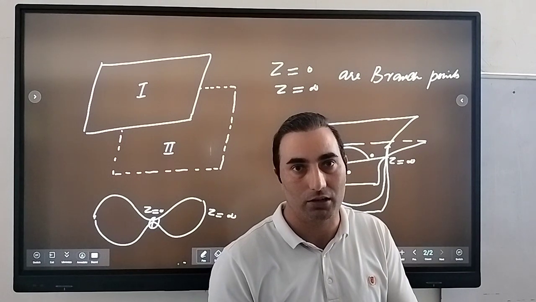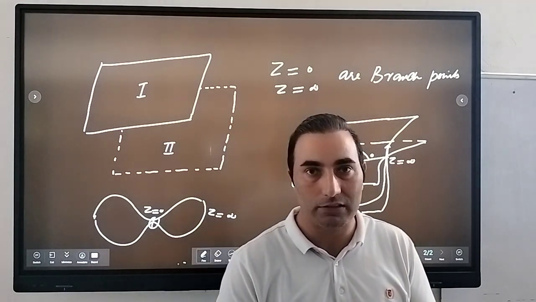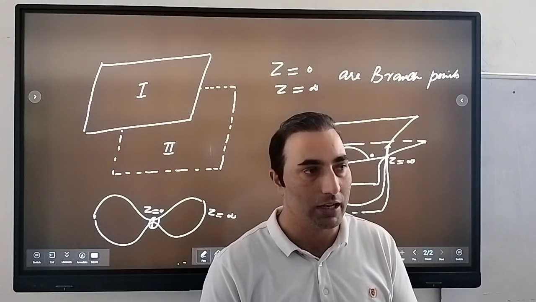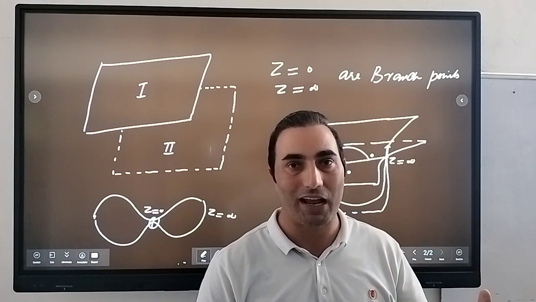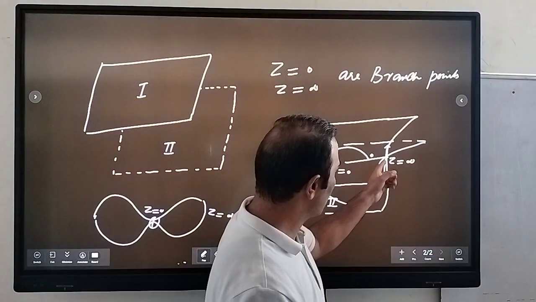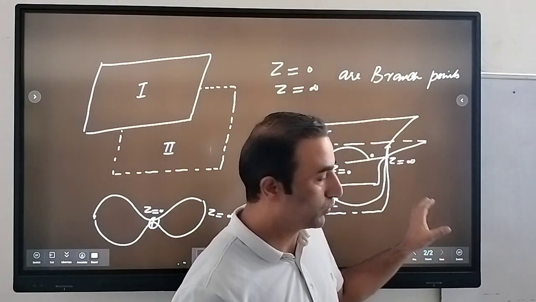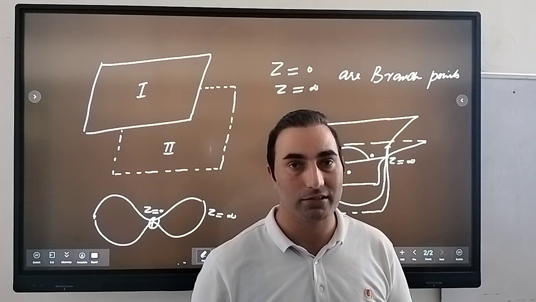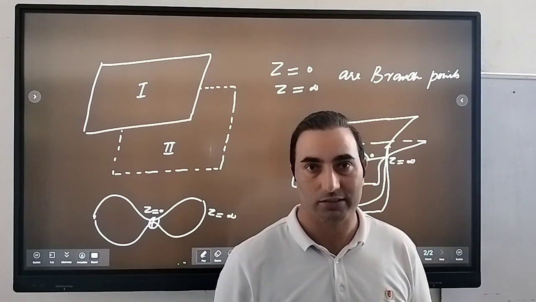Those are called branch points. And there are some cuts, or discontinuities, in these two infinite plane sheets, and those are called branch cuts. So where we don't have continuity is the cut, but at z equal to 0 and z equal to infinity we have continuity. Those points are called branch points, and where the function is discontinuous, those are called branch cuts.